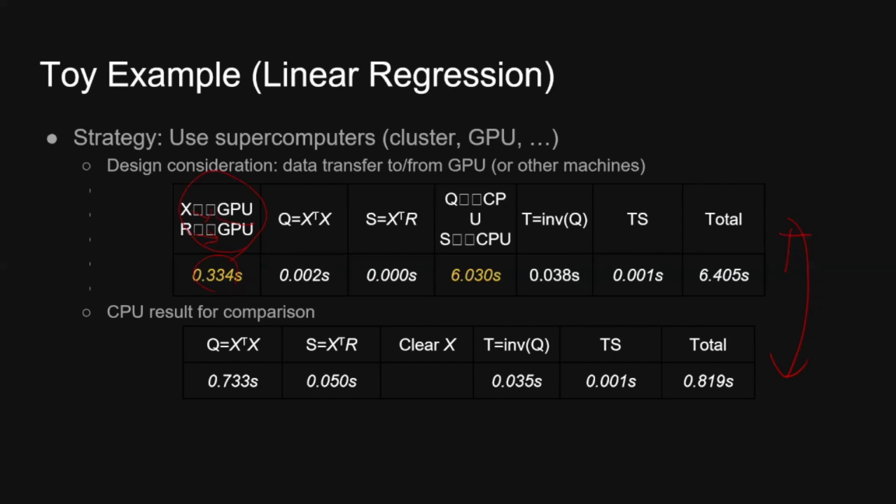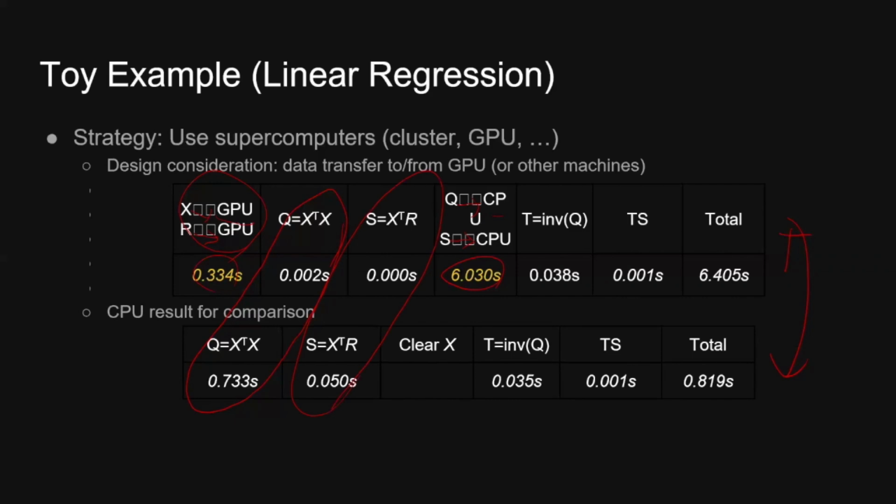And then here, it's a process of downloading Q to the CPU core and then downloading S to the CPU memory. And that takes about 6 seconds of communication time. But other than that, if you simply compare X transpose X, the X transpose X itself is quite different. It's 0.7 second versus 2 milliseconds. So that's several hundred times faster than the CPU result.